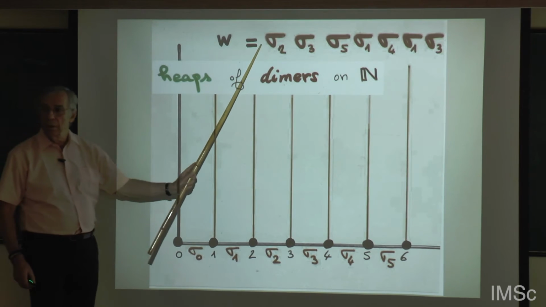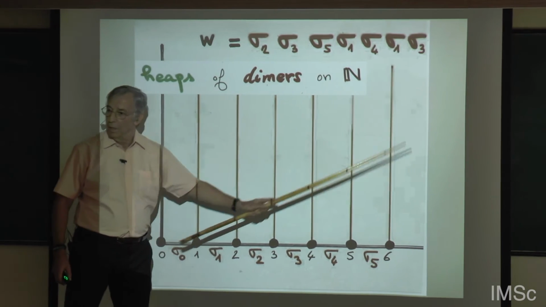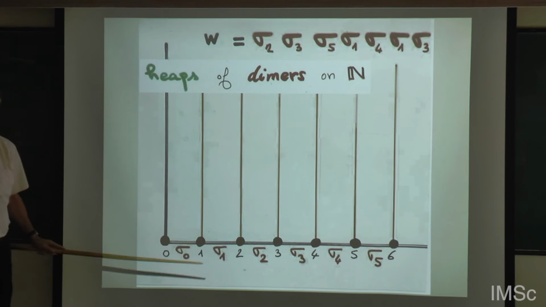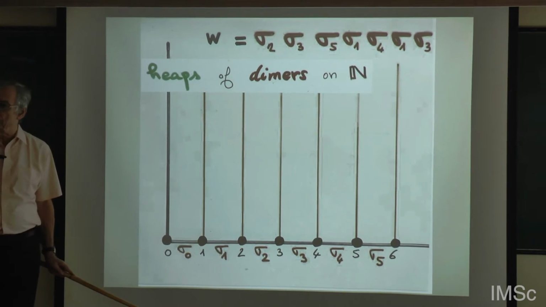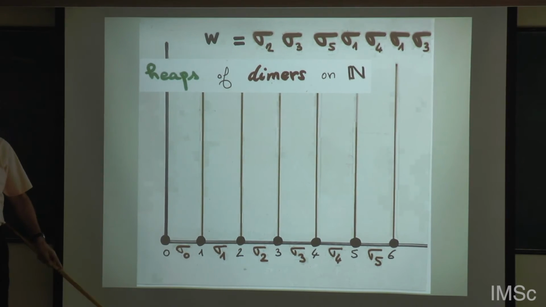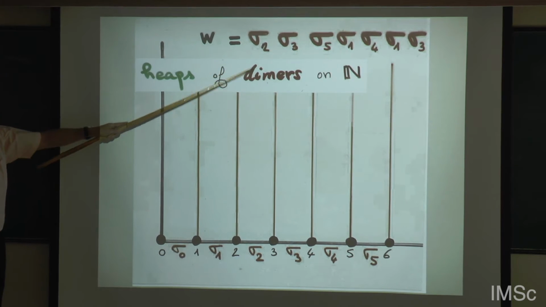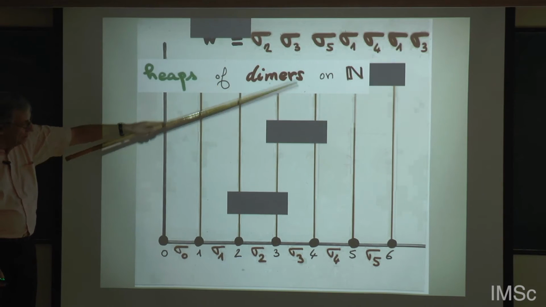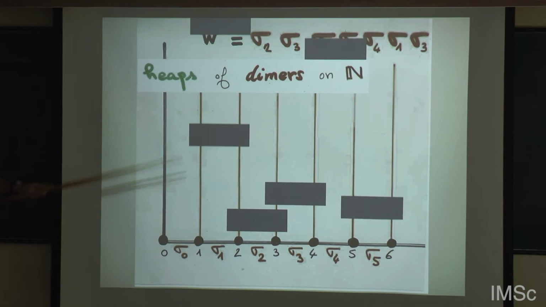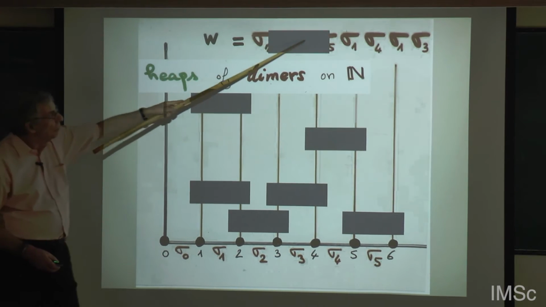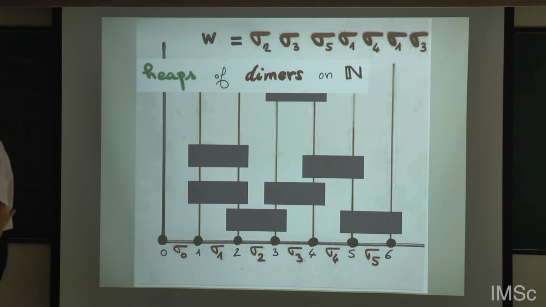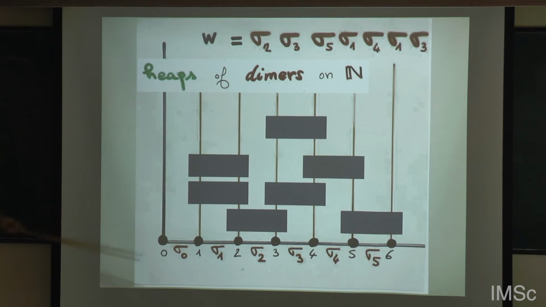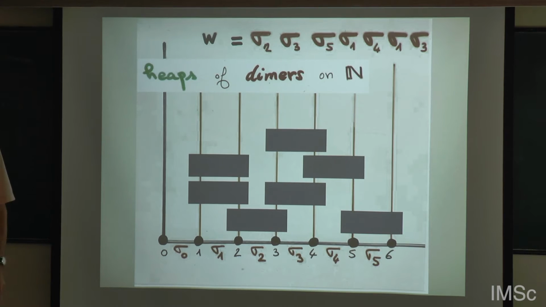So you have a word, a sequence of such letters which correspond to columns. Each sigma i is a diamond i, i plus 1. And they are going to fall down. So sigma 2 must fall down first, then sigma 3, then sigma 5. You see the diamonds are falling down according to the word W. And what we get at the end is a heap of diamonds.